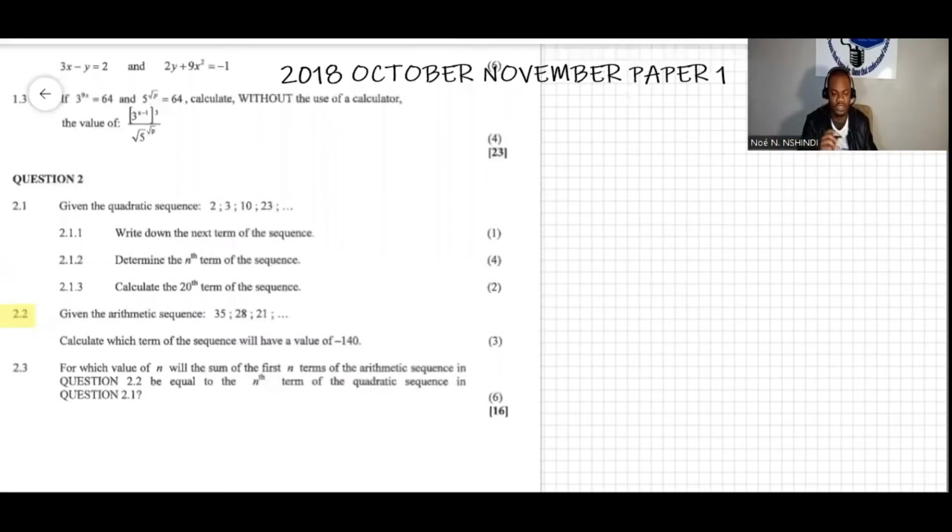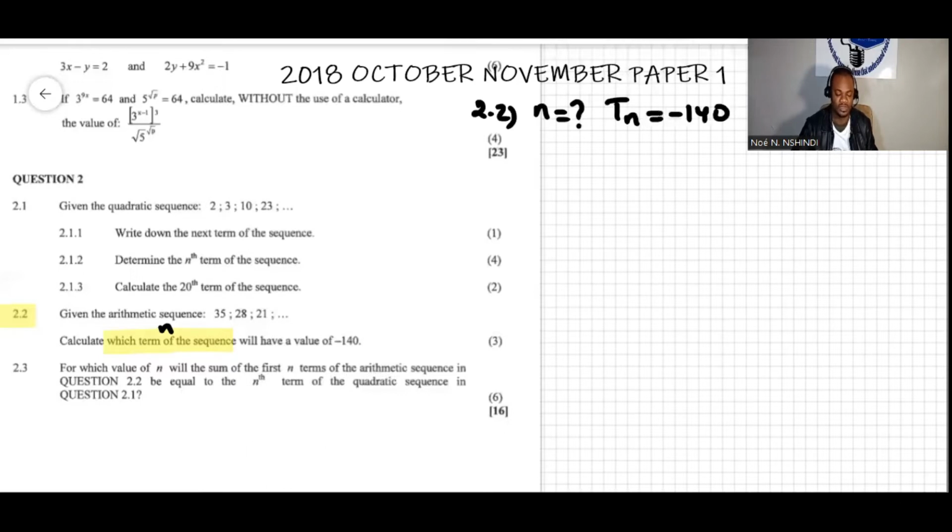Well, we have another question here, question 2.2. The question says, given the arithmetic sequence 35, 28, 21, calculate which term of the sequence will have a value of negative 140. So when the question says which term of the sequence, it refers to n. So the unknown here is n. We're looking for n if Tn equals negative 140.